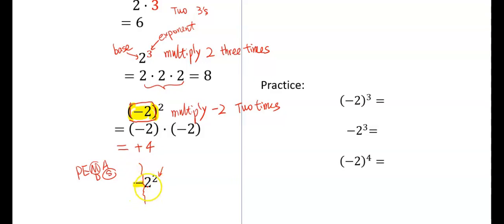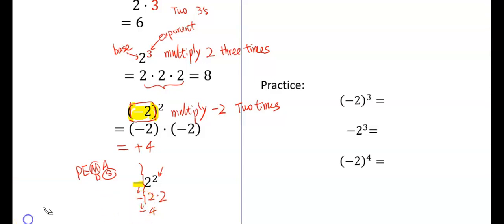They're really separated. So we're going to do 2 to the second, which means multiply 2 copies of 2, which is 2 times 2 there. And then the minus sign, we just bring it down. We're supposed to do multiplication before subtraction. So 2 times 2 is 4, and then we bring down that minus sign to get negative 4.